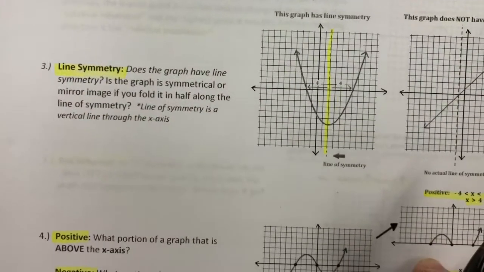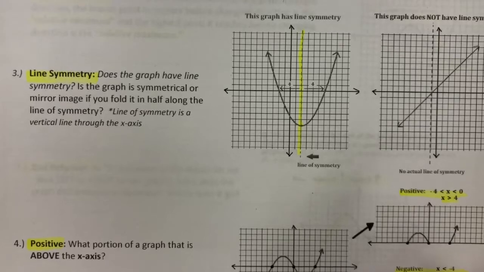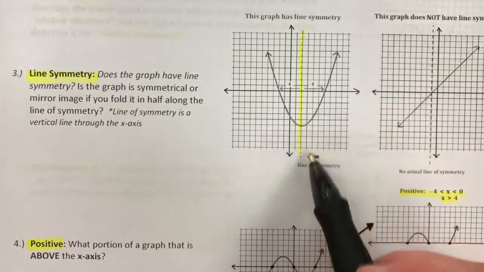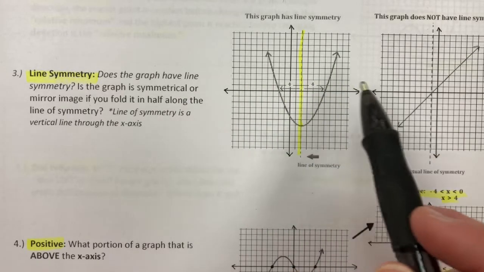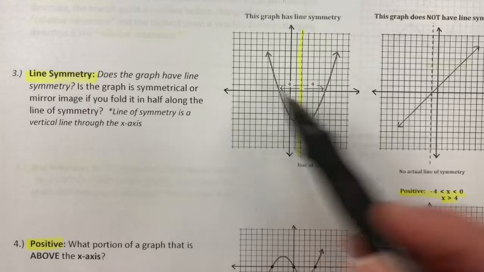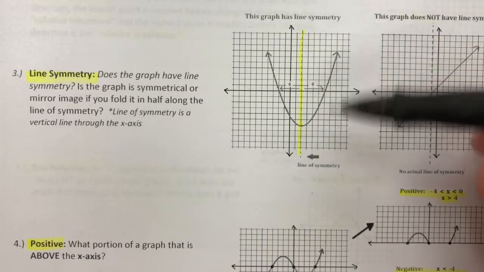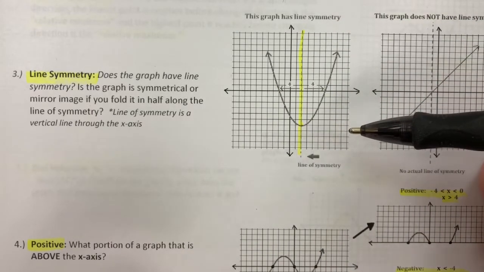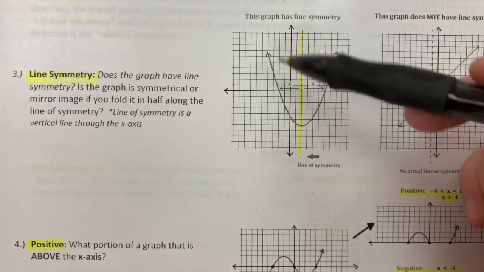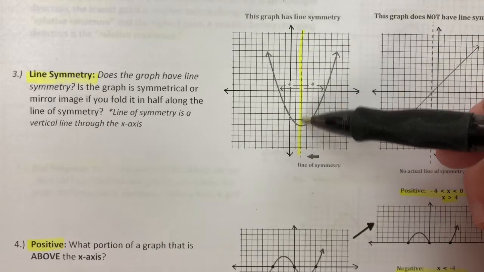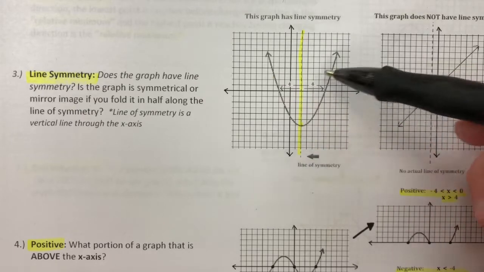Okay, next thing we want to look at is whether or not the graph has line symmetry. Line symmetry just means you should be able to fold it in half down the vertical line. Can't fold it in half down a horizontal because it's a function. So if you folded it in half down a horizontal line, it should not meet up, right? It can't meet up because it's a function. But if you fold it in half along a vertical line, it should meet up perfectly, right?